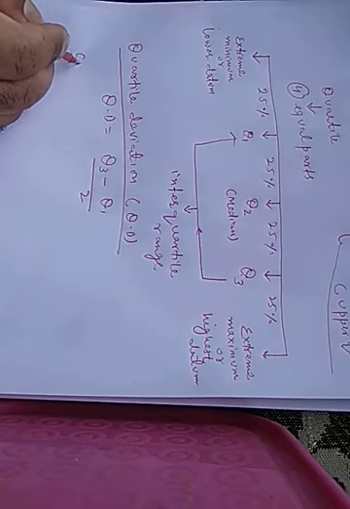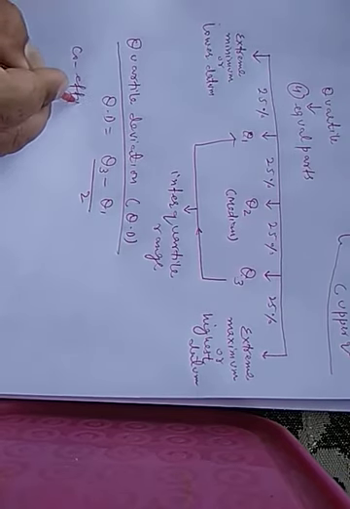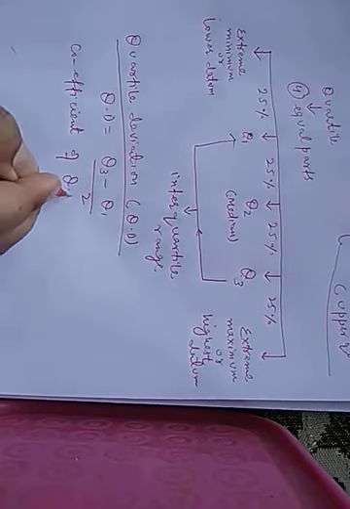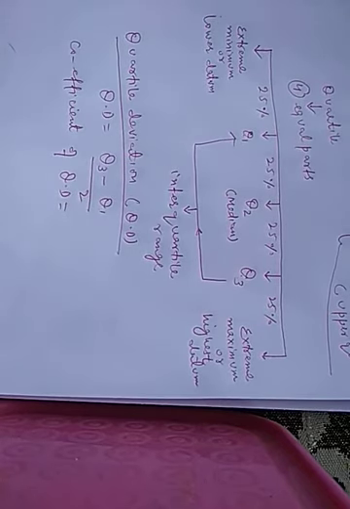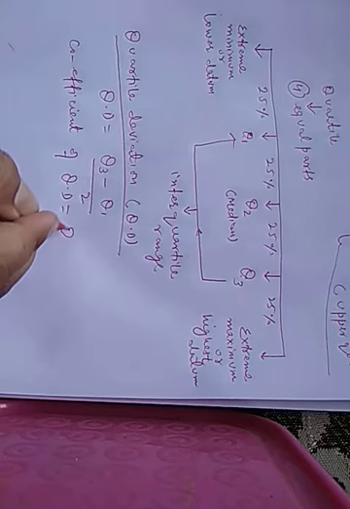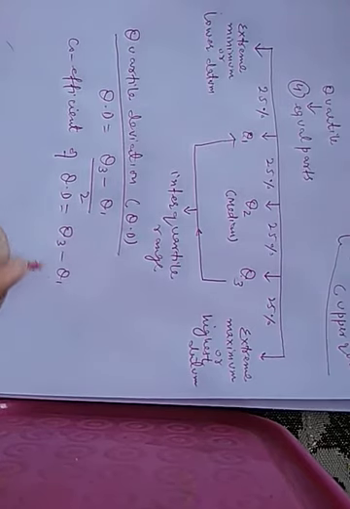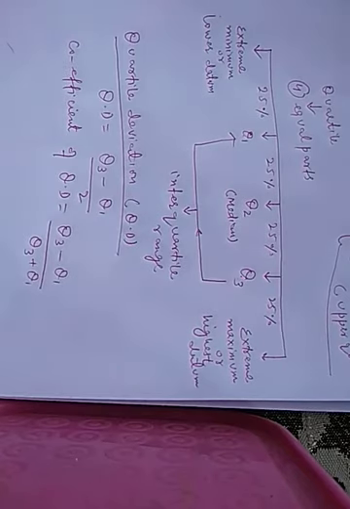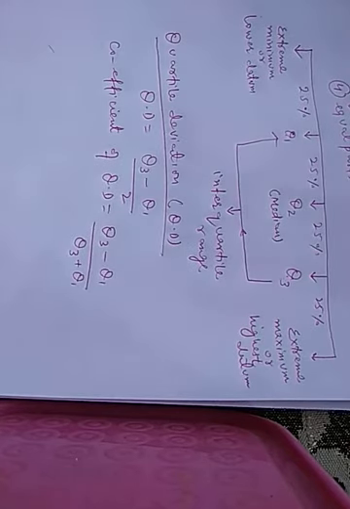And coefficient of quartile deviation is equal to third quartile minus first quartile divided by third quartile plus first quartile. This is the formula of quartile deviation and coefficient of quartile deviation.